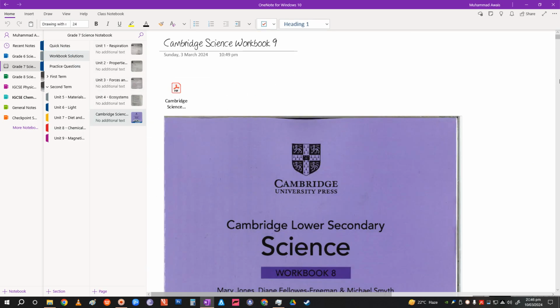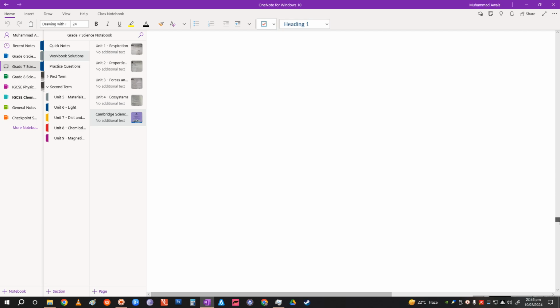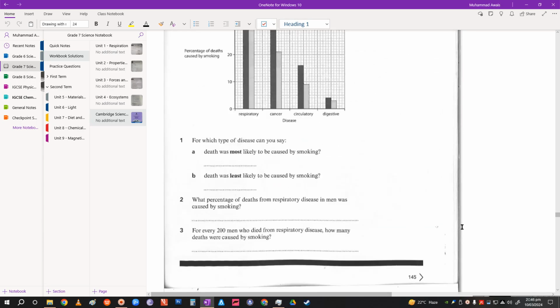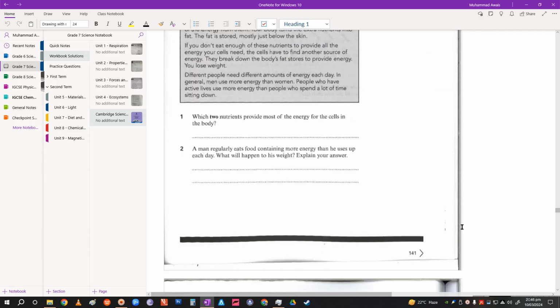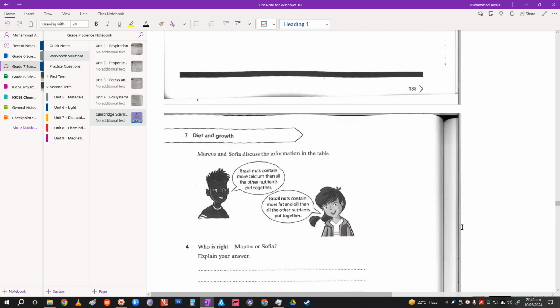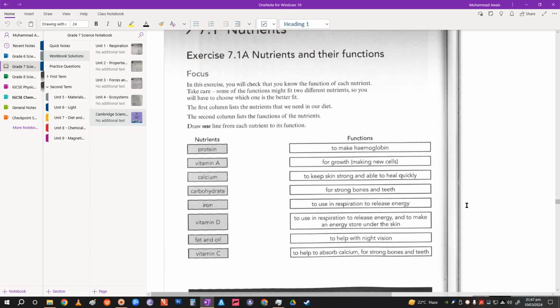Let me see. Yeah, here's the workbook. Let me get to Unit 7, Diet and growth. I will go through these in quick succession, right? As I said, some of the topics have changed compared to the papers that we are looking at, right? So we have done most of these.